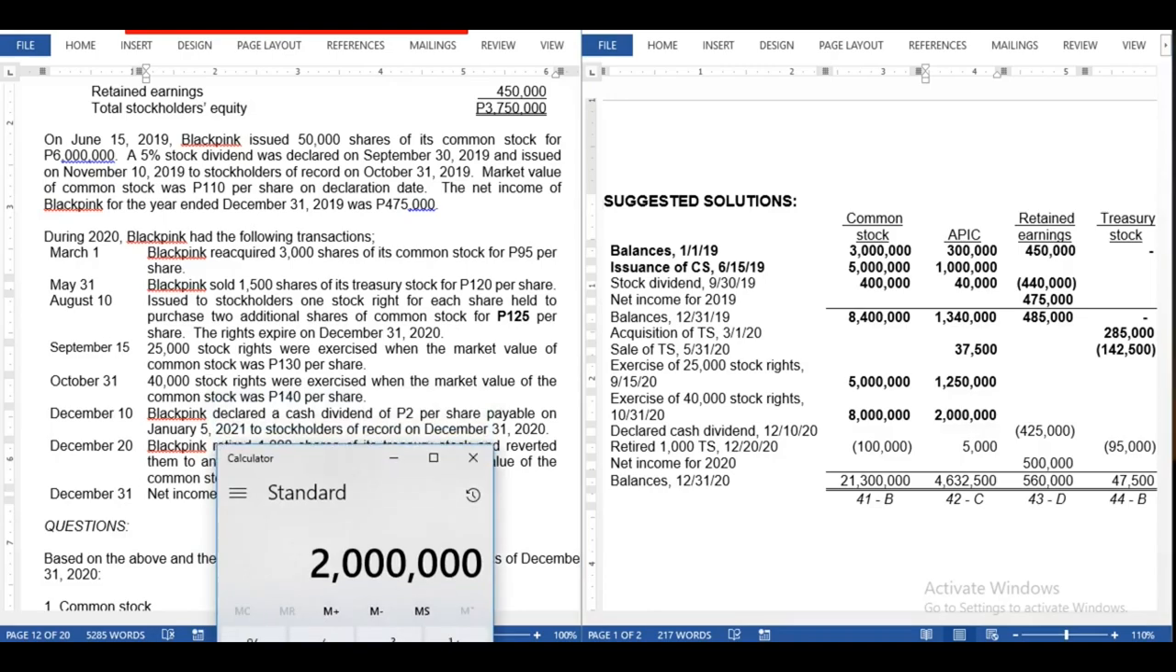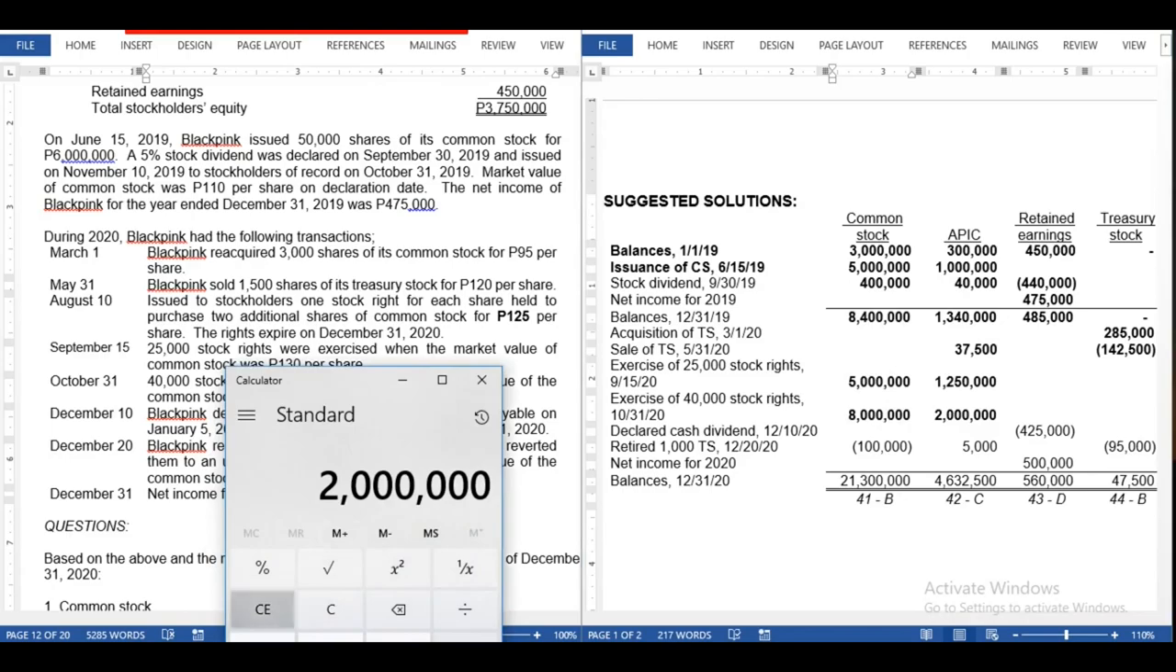Okay. And the next one, ito yung dividends. Ito, medyo tricky siya. So, Blackpink declared cash dividends of 2 per share payable on January 5, 2021. The stockholders of record on December 31, 2020. So, the entry will be your debit retained earnings for this one, right? So, therefore, mayroon deduction sa retained earnings of 425. Question lang, kasi paano ang 425. So, isa lang ang common stock, isa lang ang shares, which is common stock. So, pwede rin ninyo gamitin, guys.